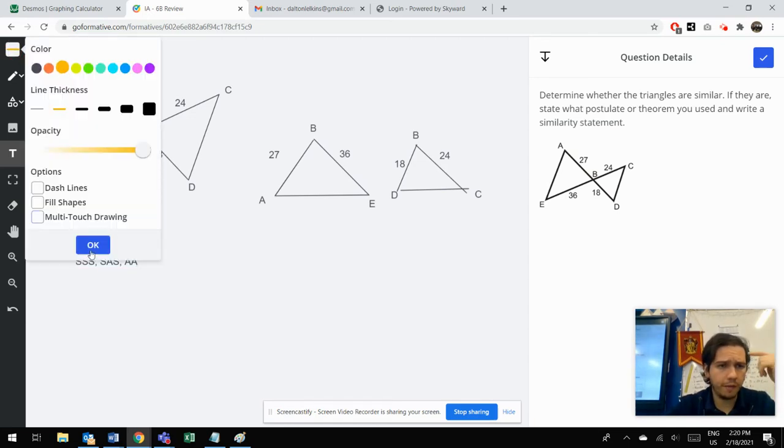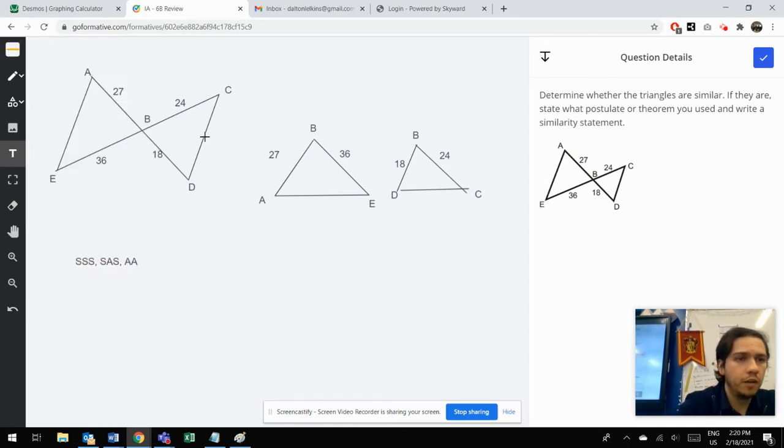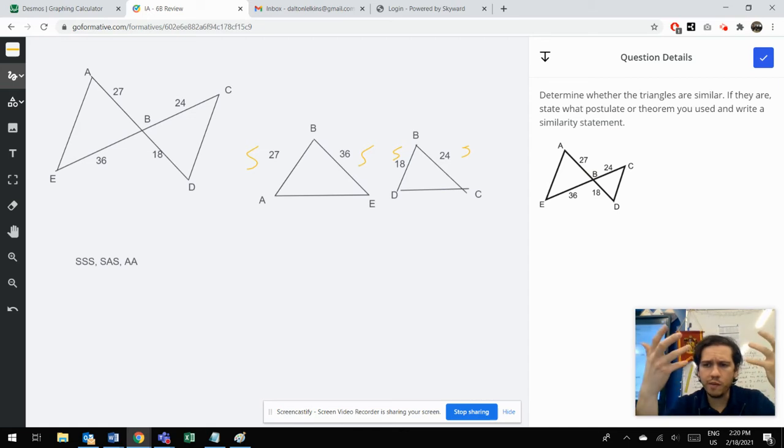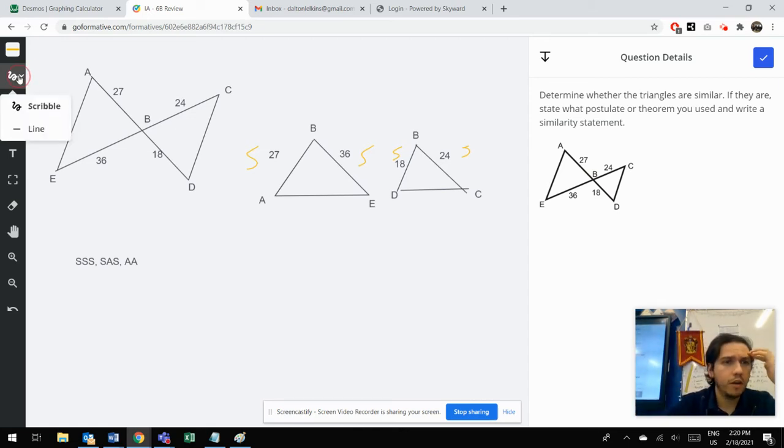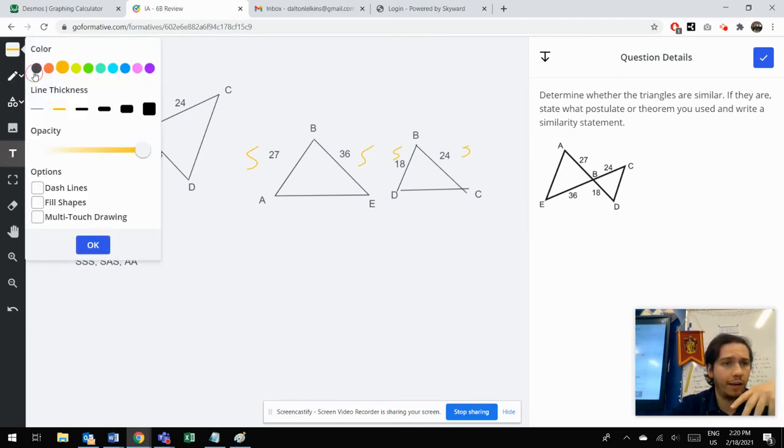I'm jumping ahead of myself here, but for this first triangle, I see a side here, and I see a side here, and then I see a side here, and I see a side here. I only see two sides. Am I missing something? Is something not there? Actually, there's something that's kind of hidden. You need to understand where it is before you can gain access to it.